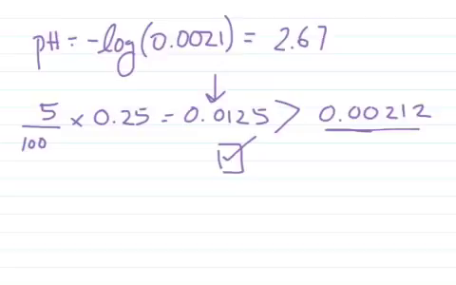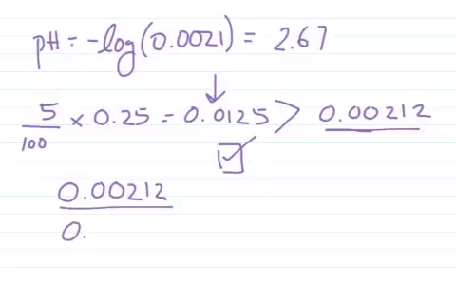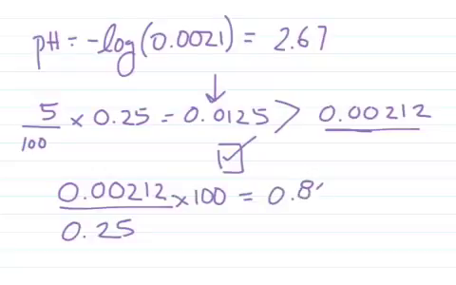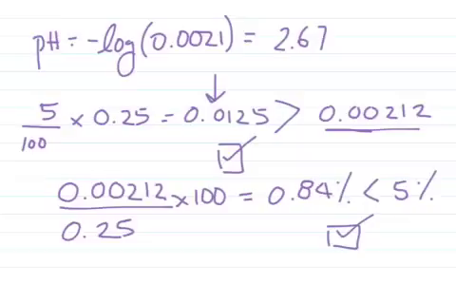Another way of looking at this is to take your 0.00212, divide it by 0.25, which you started with, times 100, and it gives me 0.84%, which again is less than 5%, so it is valid. There's two ways of looking at this. It is up to you on how you want to look at it.